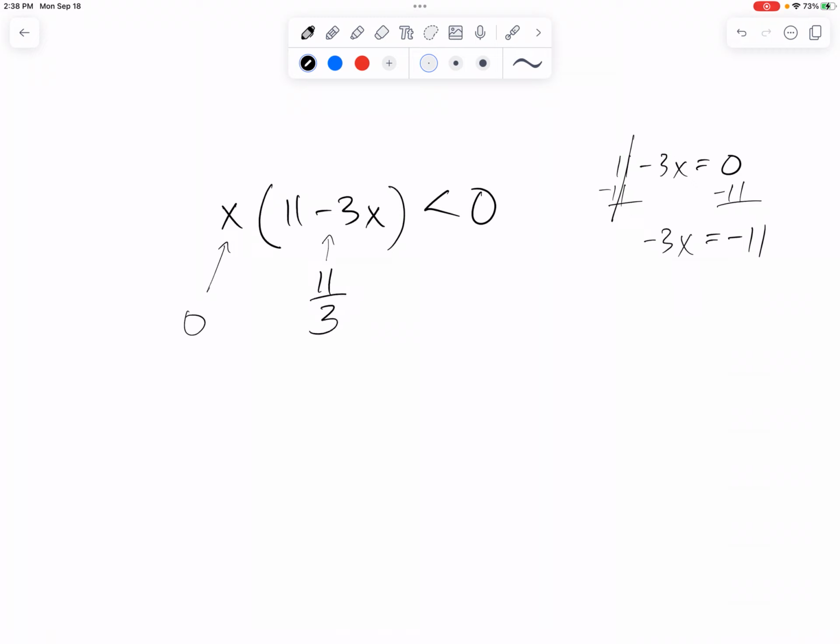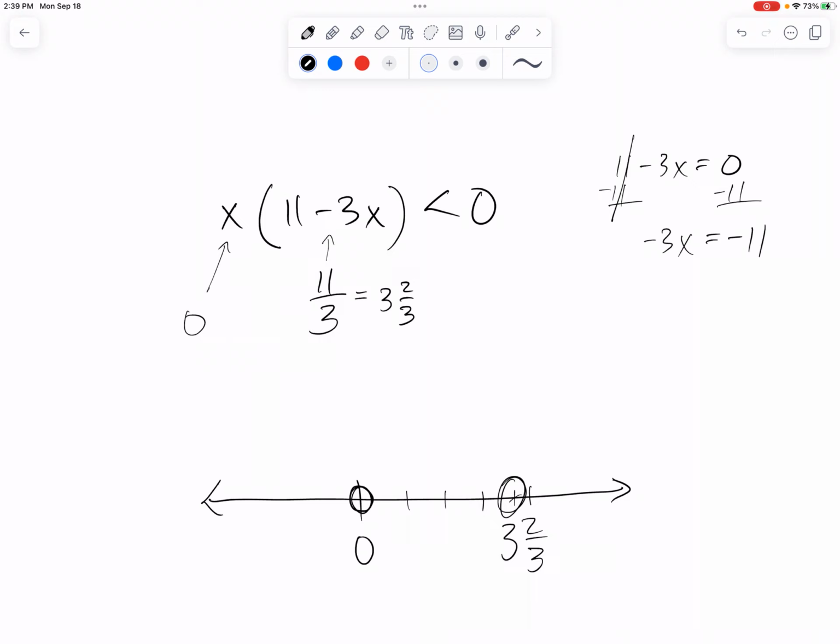Now, 11 over 3 on a number line, where does that live? It lives at 3 2/3, right? That's the same thing as 3 2/3. And since I'm going to be counting, it makes it easier. There's 0. Open circle. 1, 2, 3 2/3, right? Open circle. But if you followed my pattern that I just talked about, this would be an any. This would be an any, but it's not.